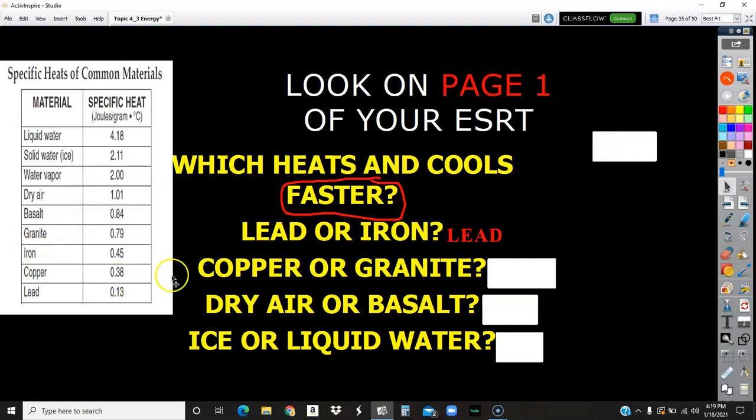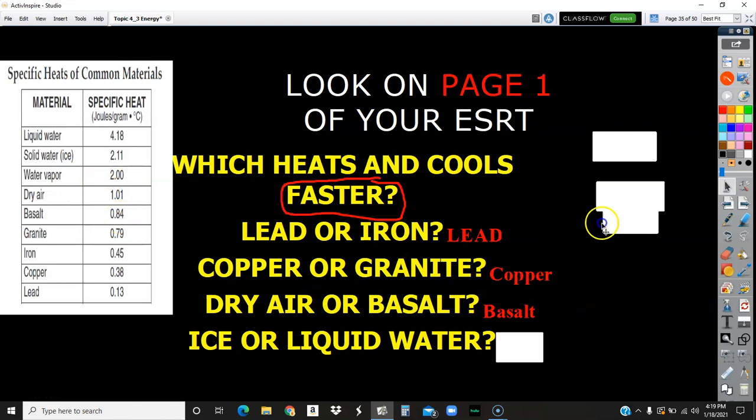Here's granite, here's copper. That's going to be copper. Dry air versus basalt. Dry air is here. Basalt's just below it, so it's going to be basalt. Ice versus liquid water. Again, ice is below, so ice heats up faster.